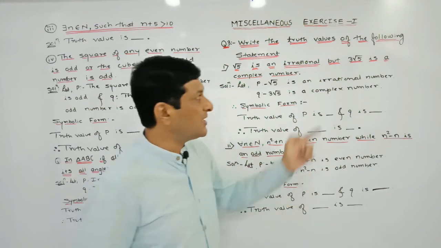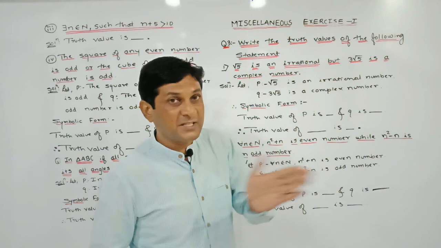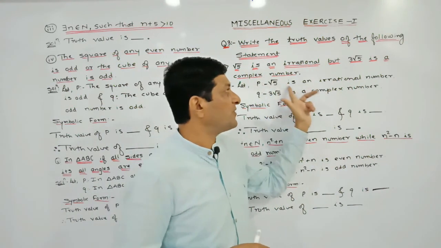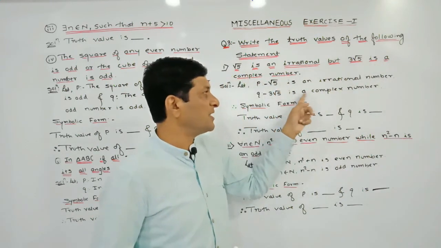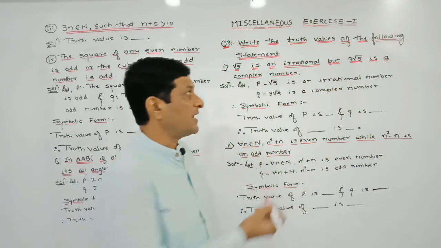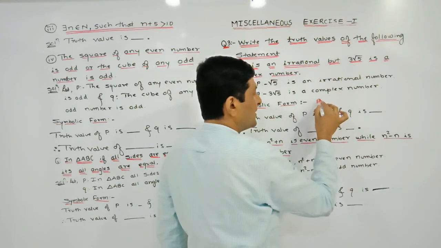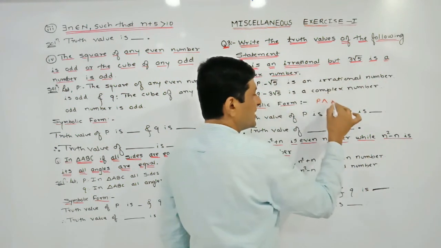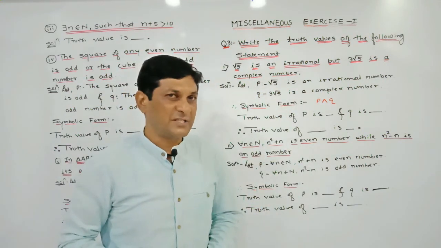If you observe here very carefully, the two parts are connected by but. But means what? And. But is an alternate word which is used for and. So let us denote the first part, that root 5 is an irrational number, by P, and the second part, 3 root 5 is a complex number, by Q. Now we are finding the symbolic representation of this statement, and here we can observe that these two parts are connected by but. The first part we have already denoted by P, but means what? And. The second part we have denoted by what? Q. So we have got the symbolic form of the given logical statement.